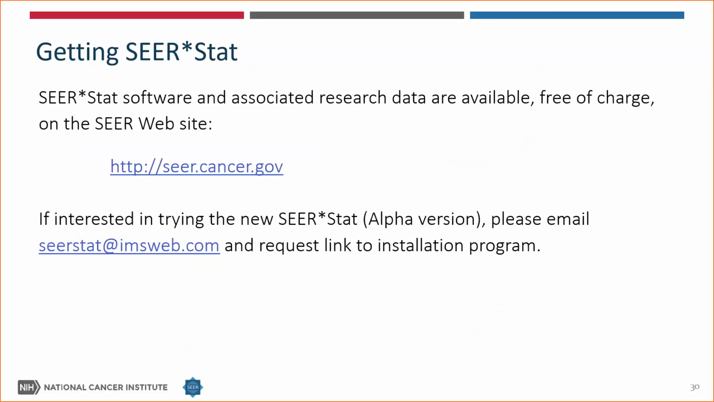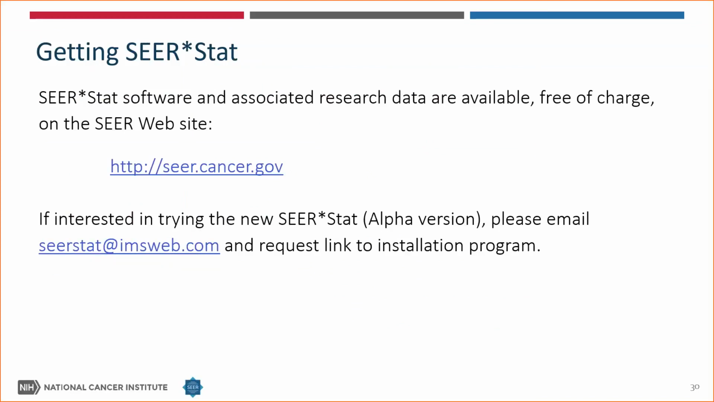So to get SEERStat and to get access to the data, you can go to the SEER website. Both are freely available. You have to do a terms of use agreement to get the software. You have to acknowledge uses of the data to get the data. And there's extra steps for the Research Plus data. But you can get to all of that through seer.cancer.gov.